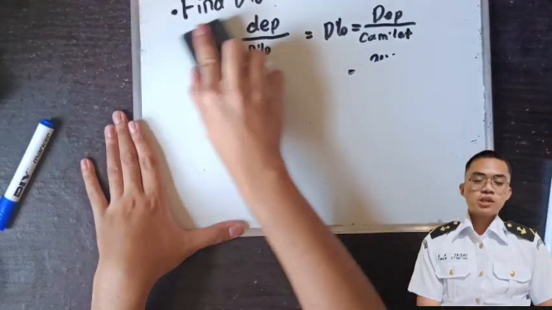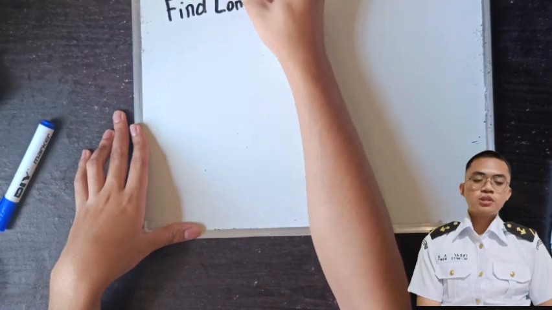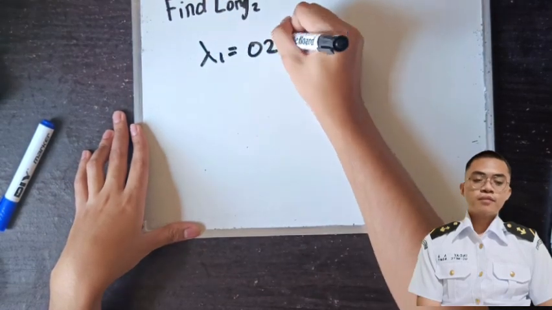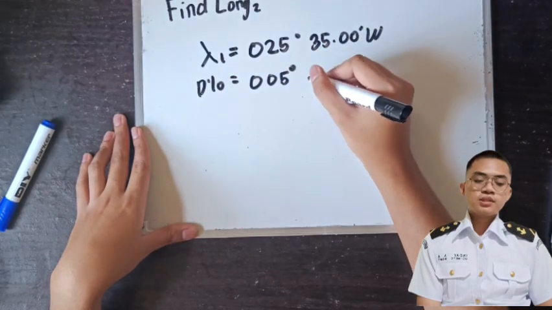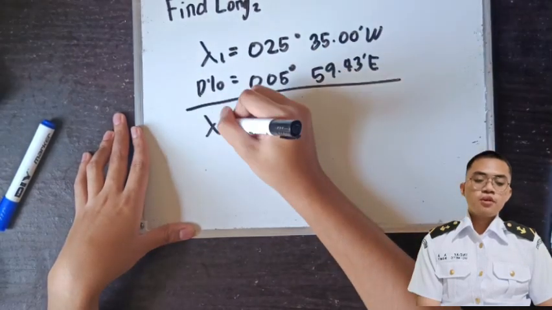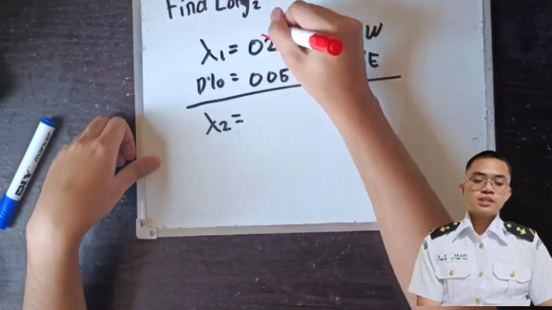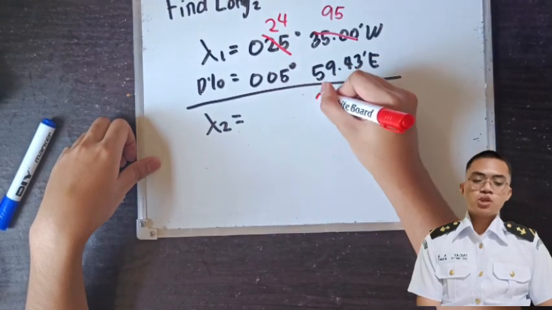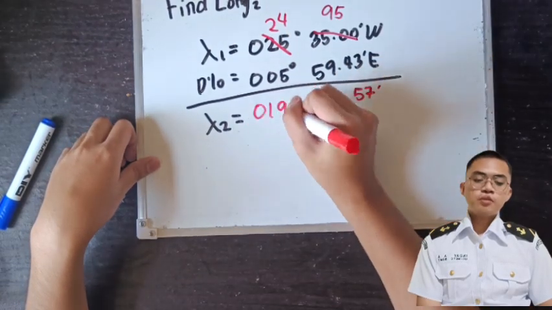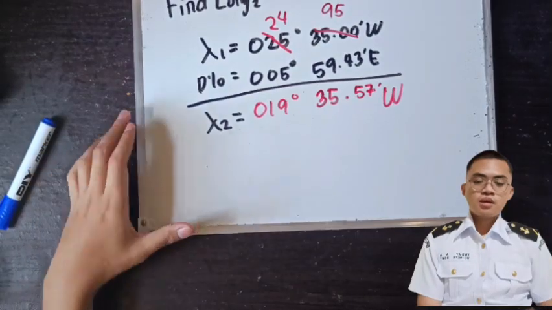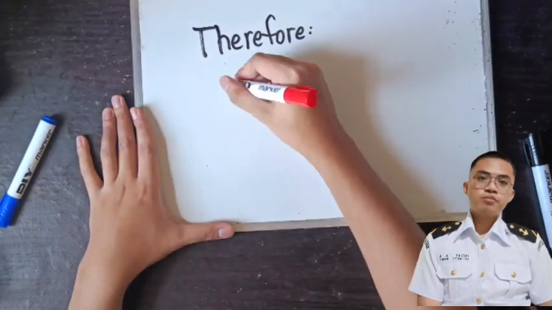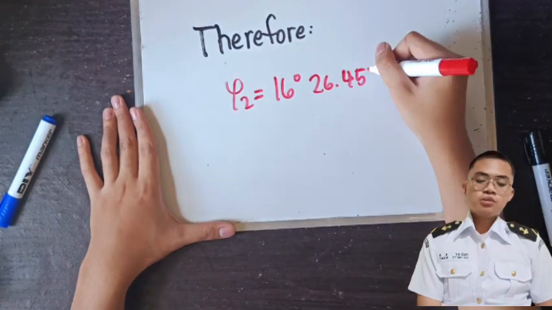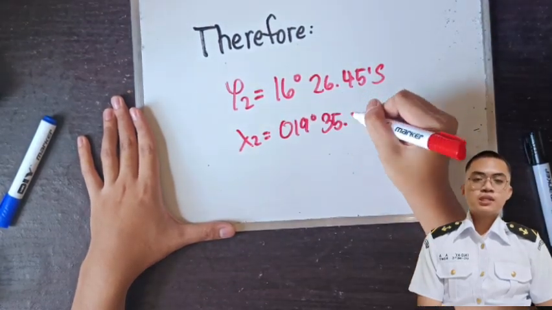Then we can subtract d-long from the longitude of departure to obtain the longitude of arrival. We have 25 degrees 35 minutes west minus 5 degrees 59.43 minutes east. The answer will be 19 degrees 35.57 west. Therefore, the arrival position is 16 degrees 26.45 minutes south, 19 degrees 35.57 minutes west.